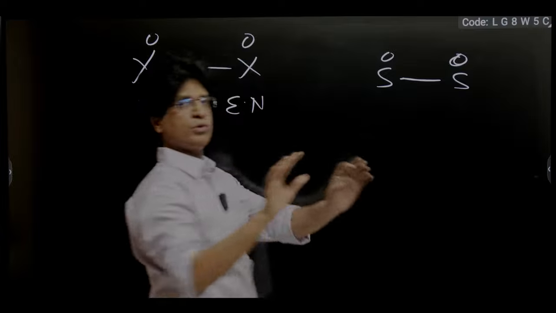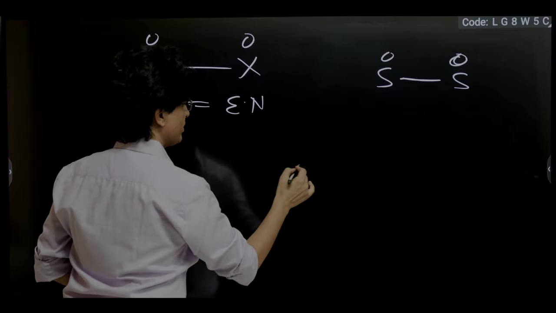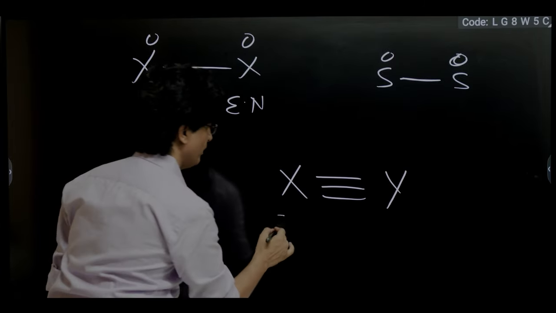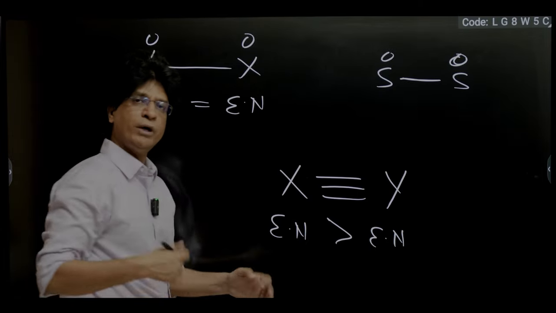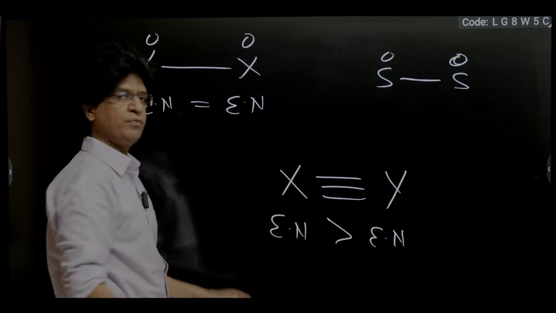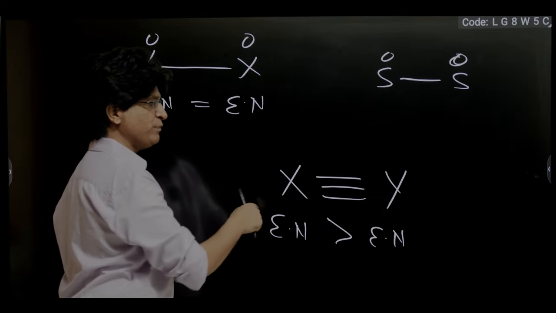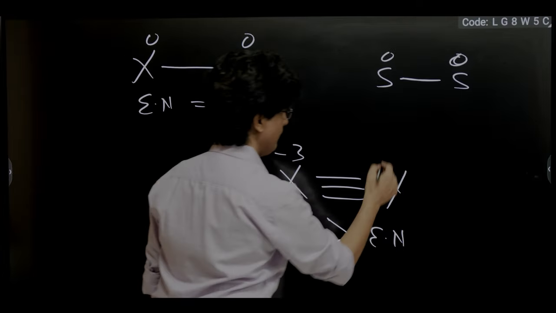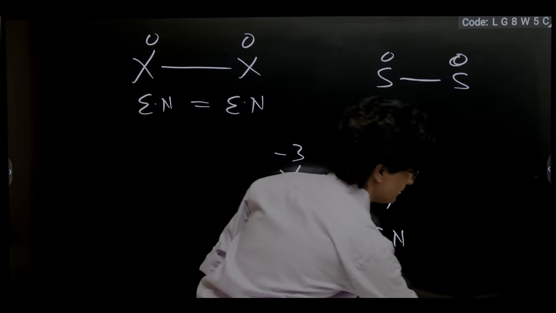Are you getting that? It is so simple. Come on, tell me one thing. Say I have X triple bond Y, and the electronegativity of X is more than that of Y. What do you think will be the oxidation number of X out here? It is more electronegative, per bond minus 1, there are 3 bonds. So it will be minus 3 out here and plus 3 out there. Yes or no? Clear? Chalo, theek hai.